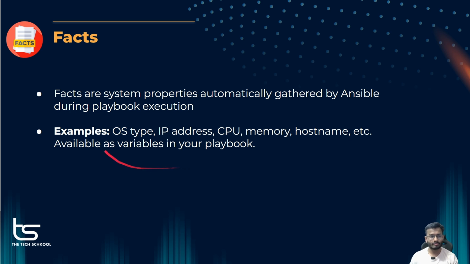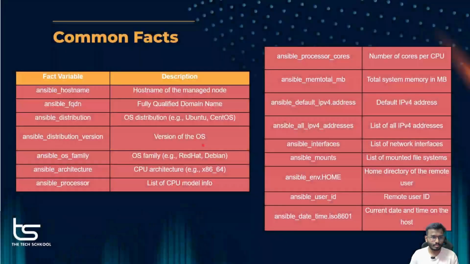For example, facts can be the OS type, the OS version, and the flavor or type of the server, the IP address of that server, which CPU is being used, memory, host name, etc. All these are called facts of the server. They can be mentioned as variables in your playbook. These are the commonly used facts inside our Ansible code.